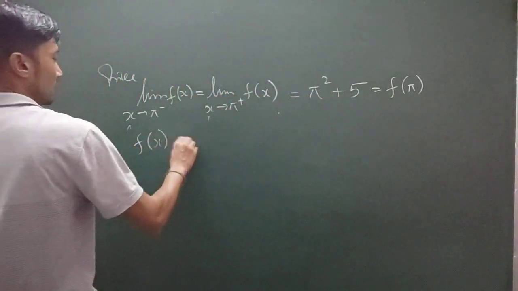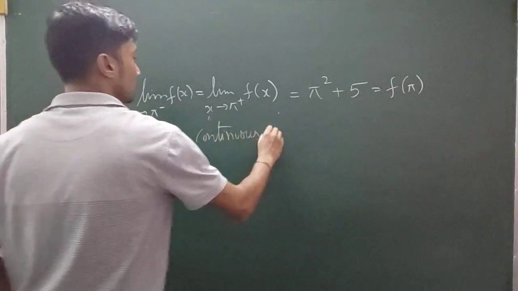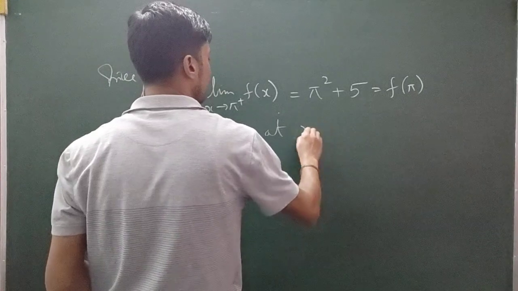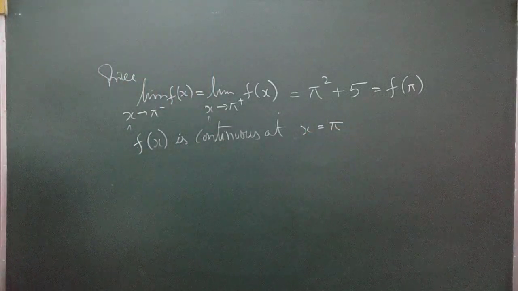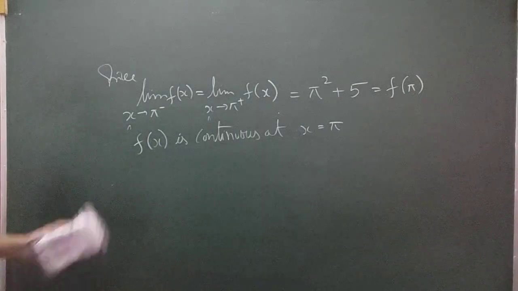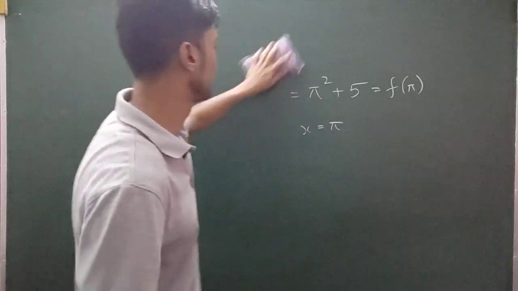f of x is continuous at x is equal to pi. Alright, okay. Let's move on to the next question now then.